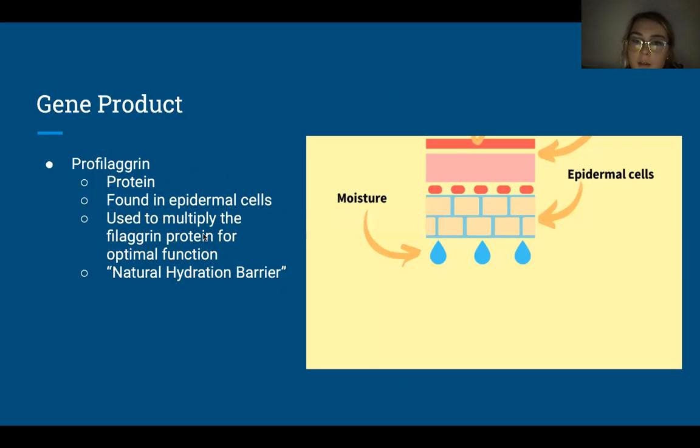So the gene product that comes out of the filaggrin gene is actually called profilaggrin. This is another protein that actually works to sever or cut these filaggrin cells so that they're able to expand and bond in order to make the skin barrier. So this is found in the epidermal cells of the skin. And like I said, it's used to multiply the filaggrin protein to create this natural hydration barrier. That's its main function.